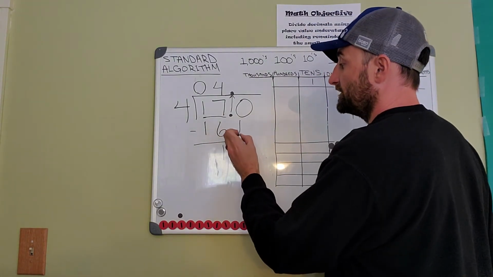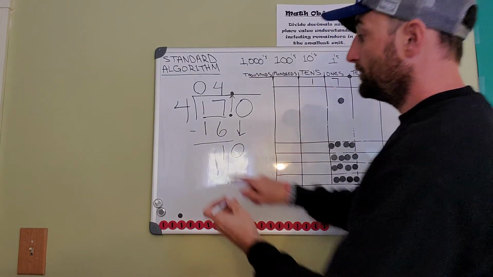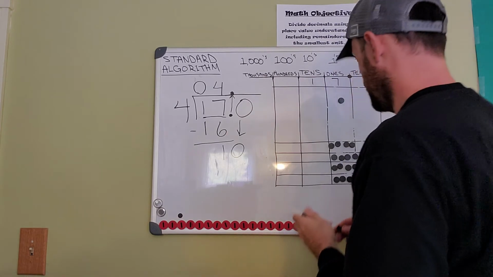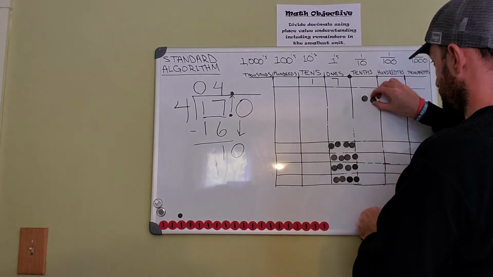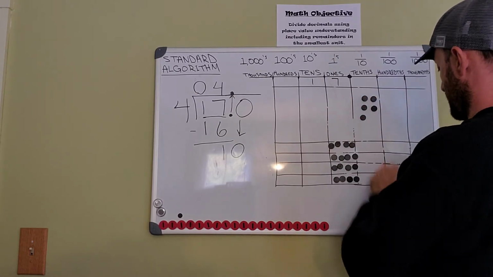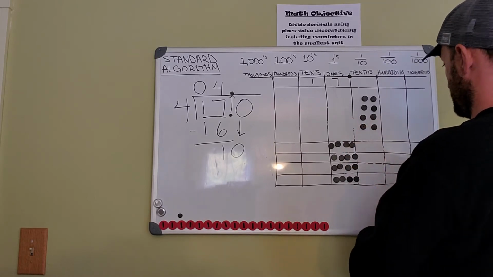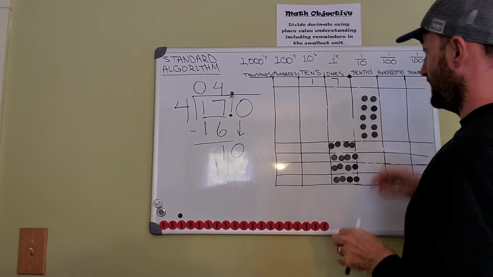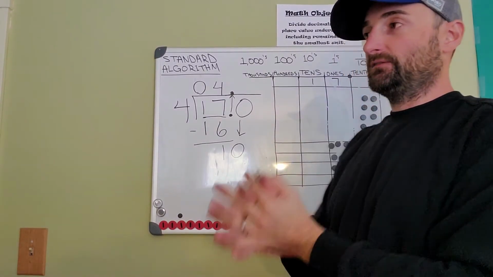I'm going to bring this 0 down, which really means what I'm doing is taking this 1 and breaking it into 10 tenths. So that's what I'll do here. 1, 2, 3, 4, 5, 6, 7, 8, 9, 10. Now I'm saying to myself, can I make that group of 10 into 4 equal groups?